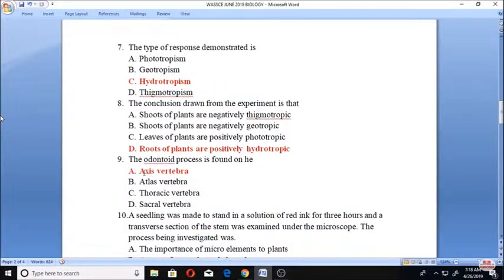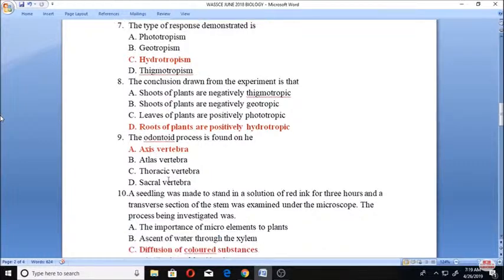Now number 9, the odontoid process is found on the dash. A, axis vertebra, B, atlas vertebra, C, thoracic vertebra, D, sacral vertebra. Now the answer is axis vertebra, because the axis vertebra is the second vertebra of the vertebral column. The axis vertebra has a large centrum which projects forward as the odontoid process. So that makes option A the right answer.